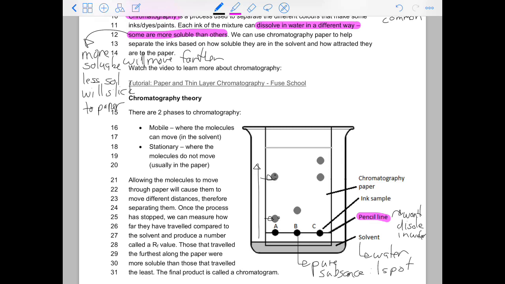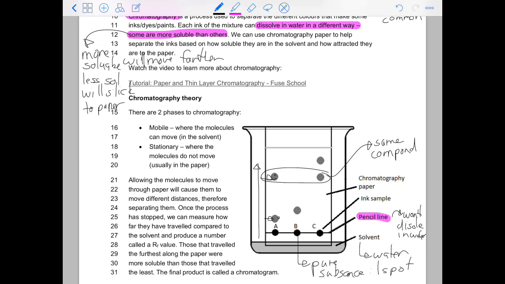C, you can see, is also two spots. We see that these two spots here are the same height, so they've traveled the same distance, so they will be the same compound or the same element because they've traveled the same distance. So each compound will travel the same distance within the paper, starting with the same point.